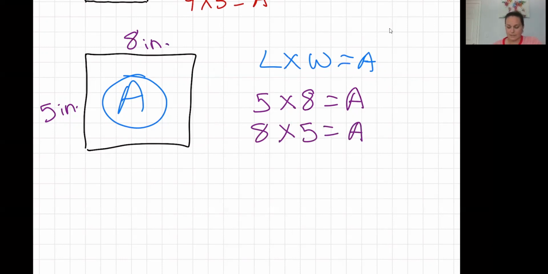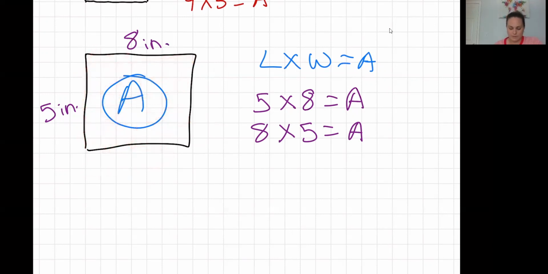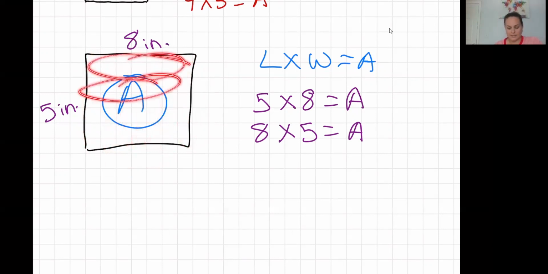And if I needed to, I could go through and count them. This doesn't line up quite exactly, but I could go 5, 10, 15, 20, 25, 30, and do that 8 times. Or I would count by my 8s, 8, 16, 24, 32, 40, until I got to my 5 sides. You could count your groups that way if it helps you to see it. Or if you're good with your multiplication facts, you can just solve it. And you would find out that your area equals 40.